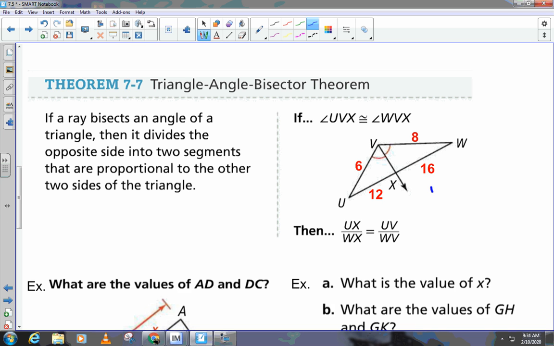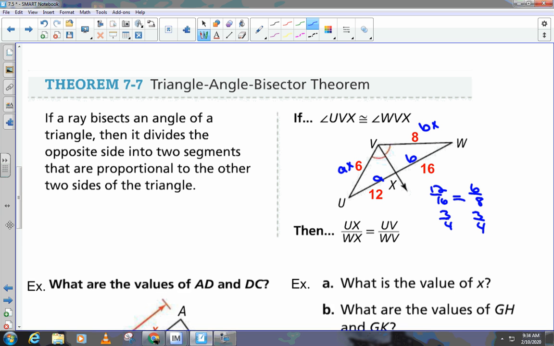So if I did 12 is to 16 as 6 is to 8, those are proportional to each other, because 12/16 reduces to 3/4, and so does 6/8. Okay? So it breaks the opposite side, A is to B as AX is to BX. So it breaks the opposite side into a ratio that's the same as the other two sides.